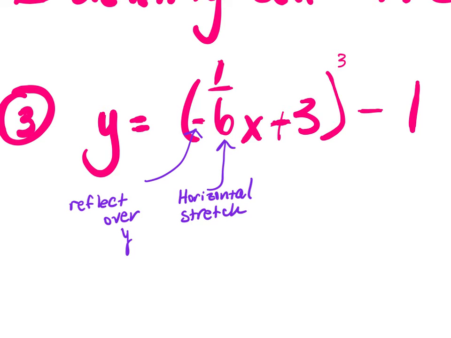These two, the negative and the 1/6, are two different things. A lot of you guys messed that up on the quiz. You kept it all together, so make sure they're two separate things. Then I have a plus 3. It's inside with the x. Plus usually means right or up. Since it's with the x, it's the opposite of what we think. Our x-axis is the horizontal axis, so this is really going to go left 3. And then this minus 1 here means down 1. Questions?